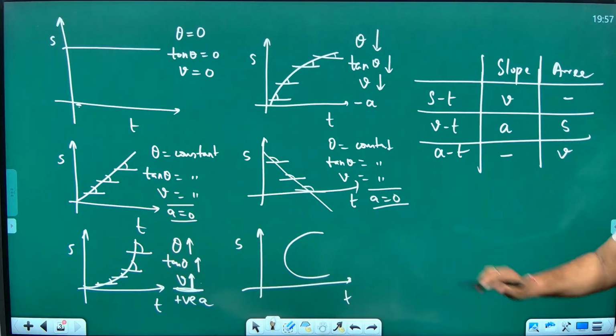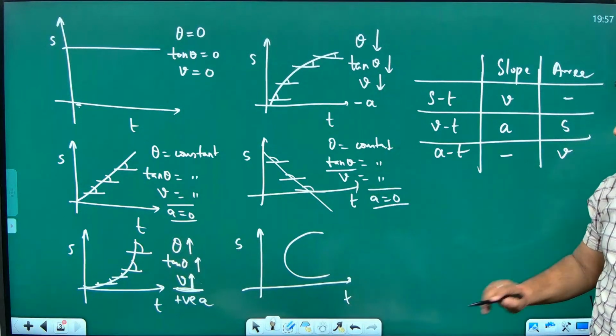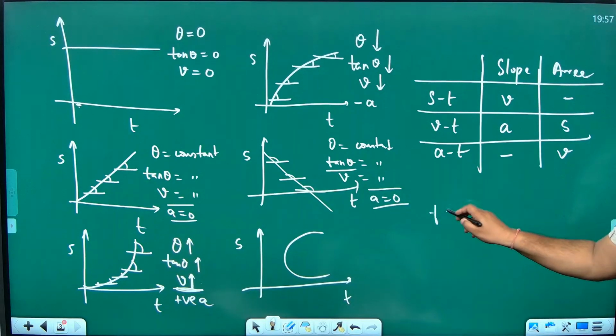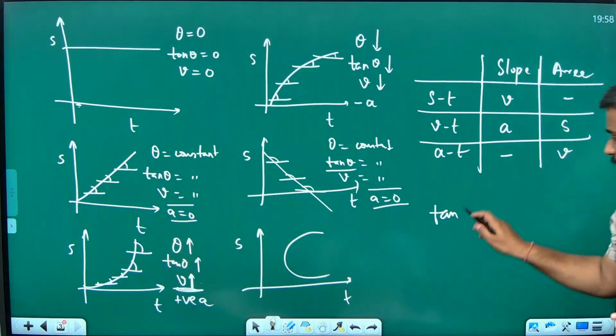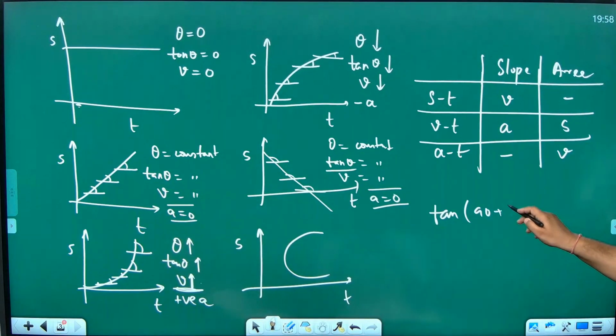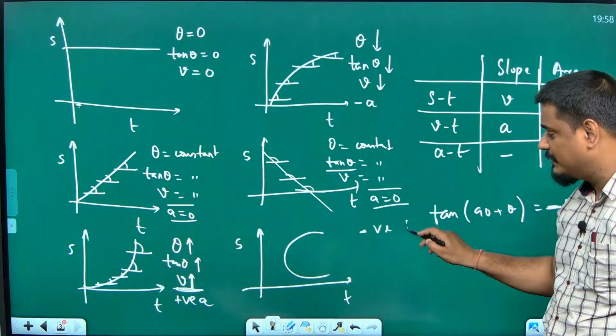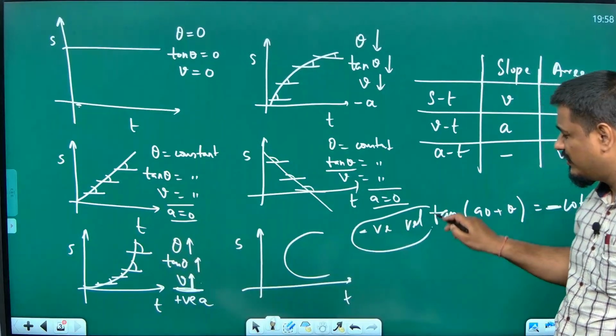Very good concept is there. See here, tan theta, right? What is theta here? Obtuse. That is tan(90 plus theta). You know very well, I have taught in the bridge course, tan(90 plus theta) is how much? Minus cot theta. Very good. So we can see very clearly negative is going to come. It means it is going to have a negative velocity. Are you getting my point?